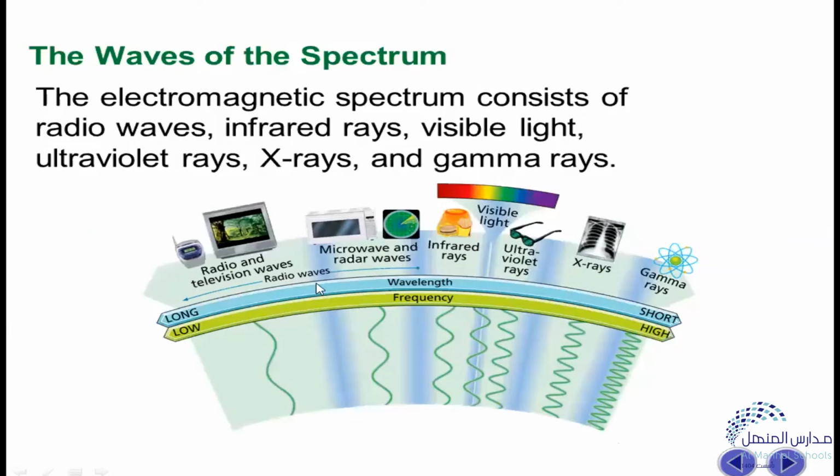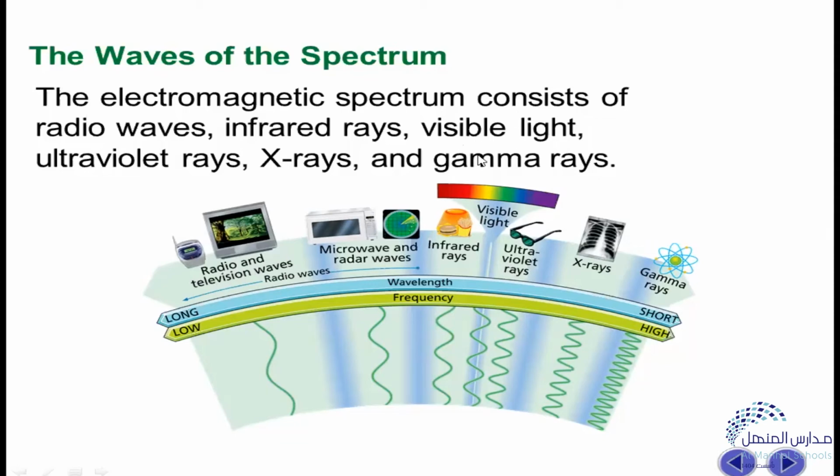Now this represents a pattern from long wavelength, and frequency goes to high. When the wavelength becomes short, frequency becomes very high. Do you see this? This represents the frequency. So we have radio and television waves, followed by microwave, infrared rays, visible light, ultraviolet rays, X-rays, and gamma rays. So this is a pattern of the waves of the spectrum, and we give it the name electromagnetic spectrum.